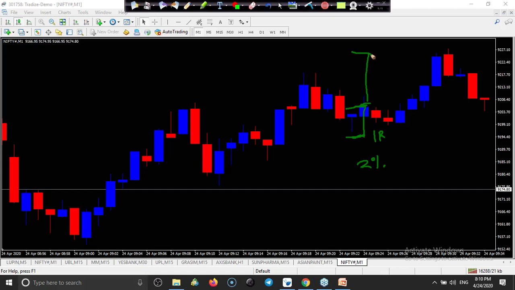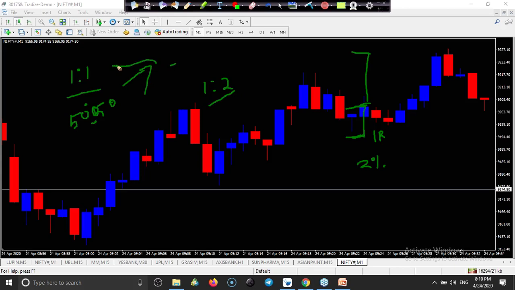Don't hold for the long. Don't expect like 1:5 or 1:10, stay at 1:2. If you increase the reward ratio, your success ratio will decrease. Suppose, let me tell you, if your profit ratio is 1:1, then your success ratio will be 50-50, then your winning ratio will be high. If you increase to 1:2, your winning ratio will be a little less.